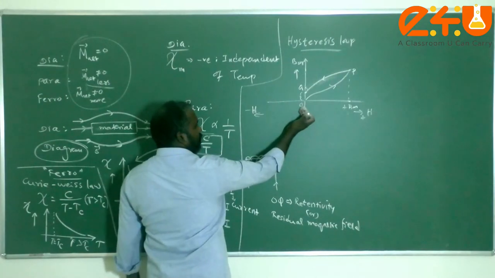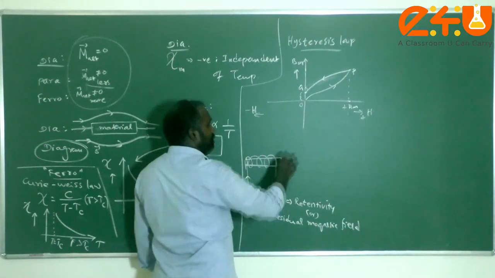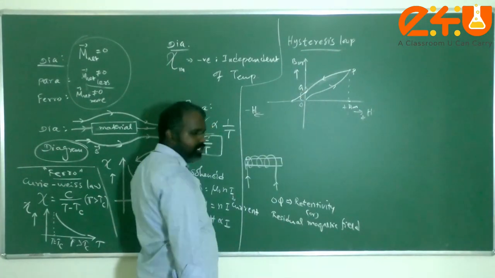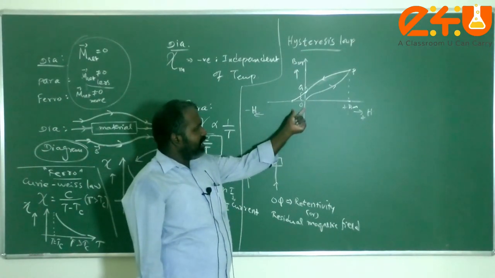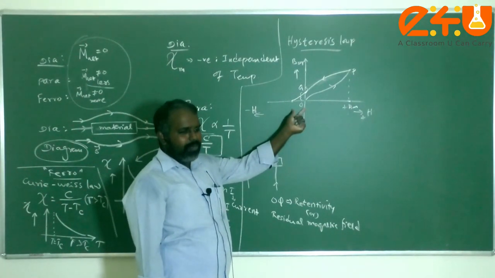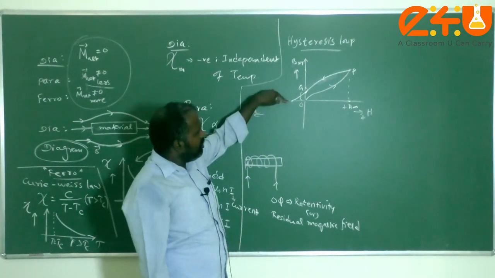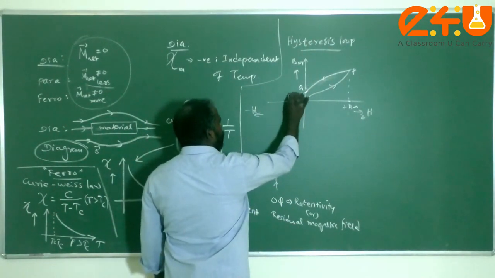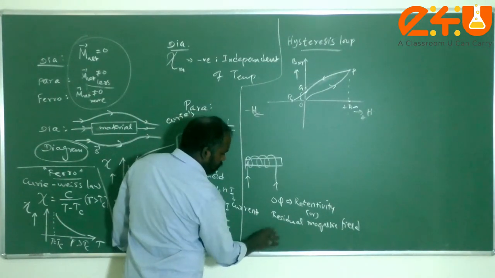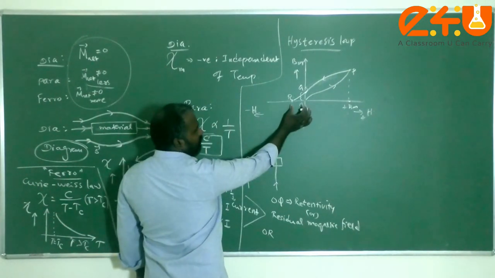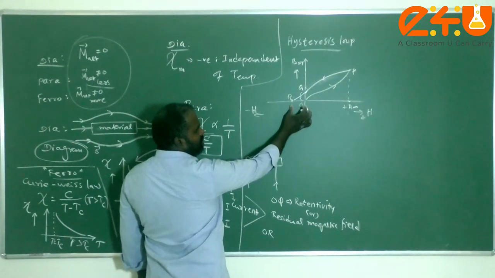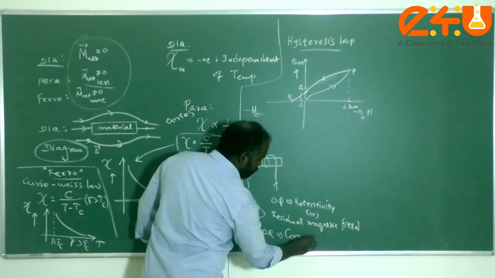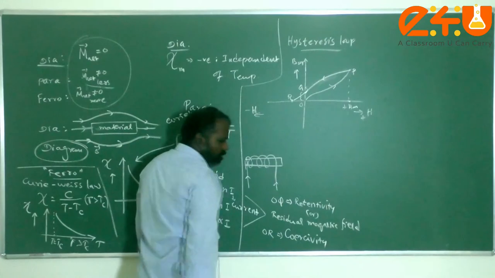Now further I am increasing the H value in the opposite direction by reversing the current. The graph decreases further and reaches a particular point. For a particular negative value of the magnetizing field, the residual magnetic field in the specimen becomes zero. Say for example this is PQ and this is R. Now OR is called coercivity. OR, that is the negative value of the magnetizing field, is called coercivity.